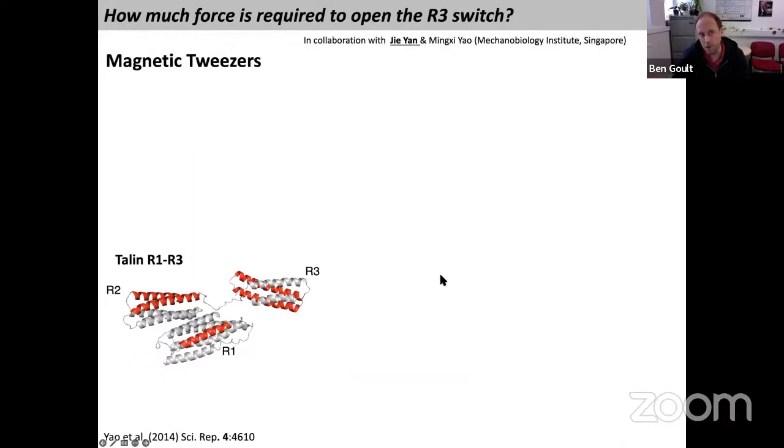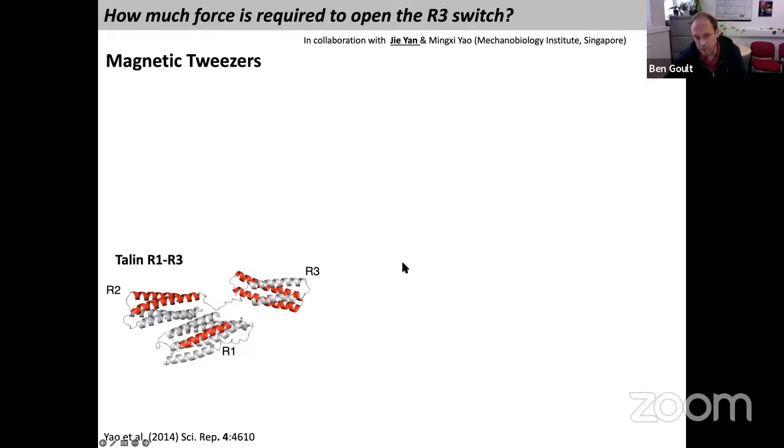But the question was, how much force is required to open that R3 domain of Talin to cause that change in biological signaling? So I emailed Mike Sheets in Singapore, and he put me in touch with a professor there called Yan Ji in the Mechanobiology Institute. And ever since that first email, we've become really good friends, and we've really done some, I think, cool work, you'll see what you guys think, to try and work out what's going on here.